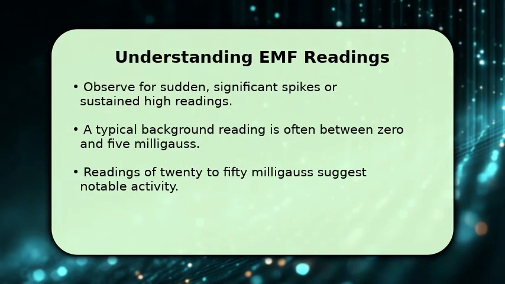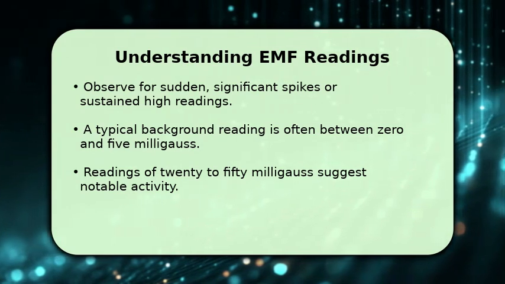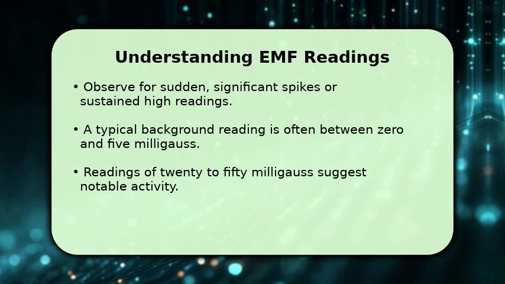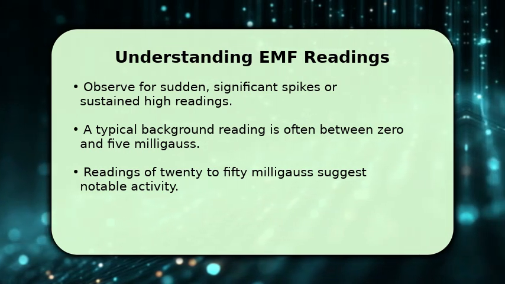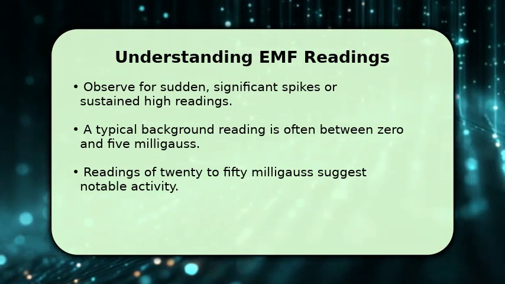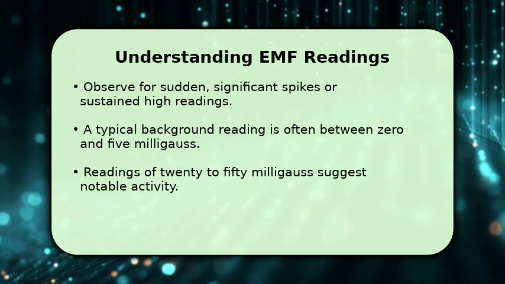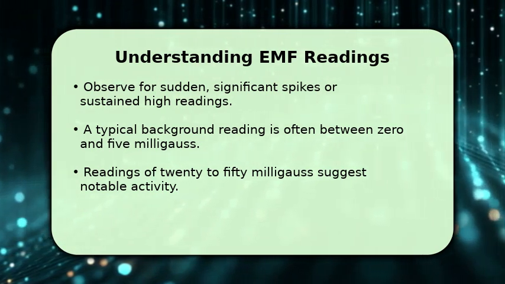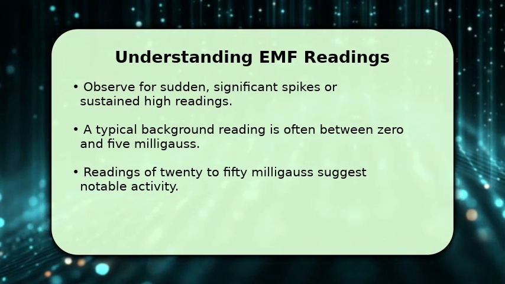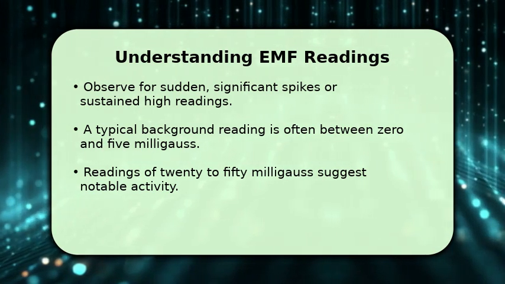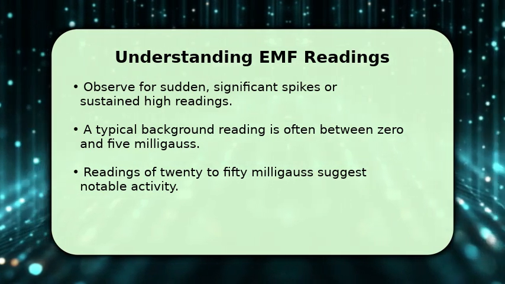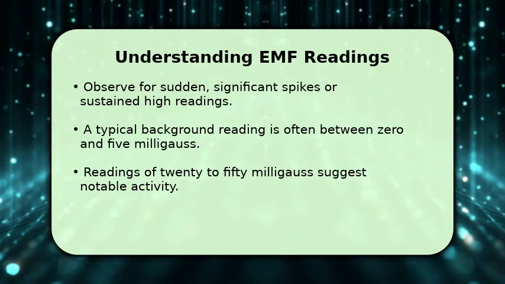When interpreting the readings, look for sudden, noticeable spikes or sustained high values on the app's display. A normal background reading in most environments typically falls between 0 and 5 milligauss. However, readings consistently in the range of 20 to 50 milligauss or higher could indicate a significant electromagnetic field fluctuation. Always consider both the visual graphs and the numerical data for a comprehensive understanding.